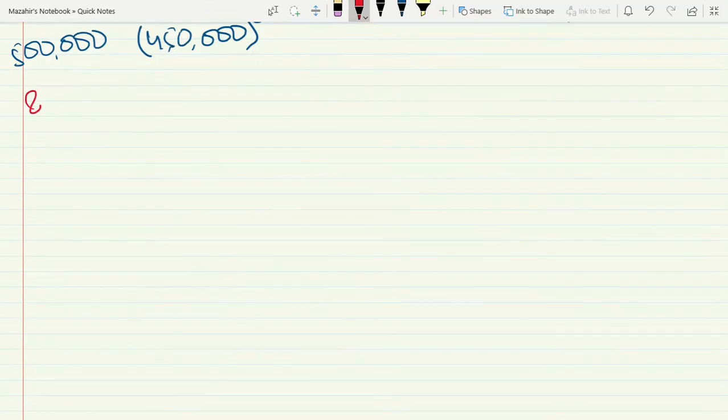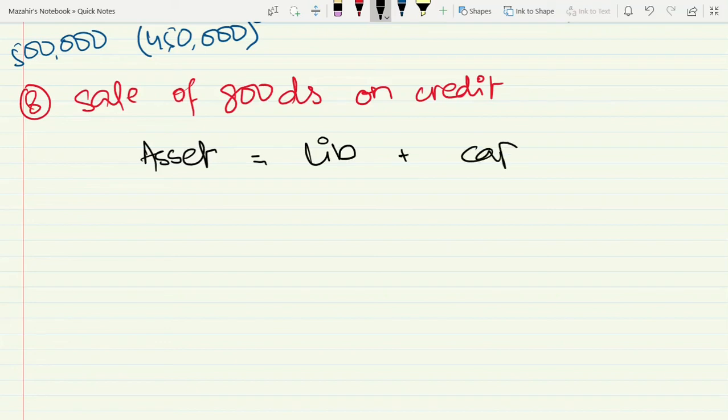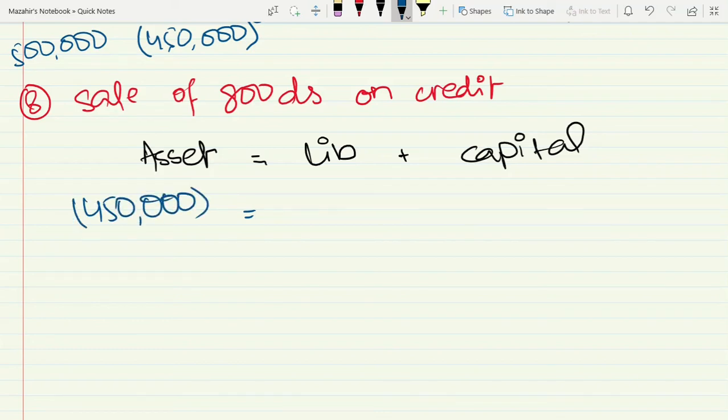Moving to the next part, that is sale of goods on credit. We'll take the same example. Mr. A sold goods that cost him 450,000. That is a decrease in inventory, and inventory is an asset. So there's a decrease in our assets. The customer has to pay him 500,000 now, and a customer who has to pay is our asset, which means we can say that he is a debtor. So he has to pay 500,000 now, and the same 50,000 goes to the profit, that is capital.